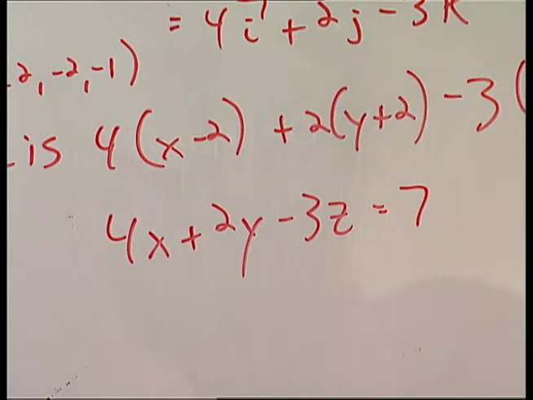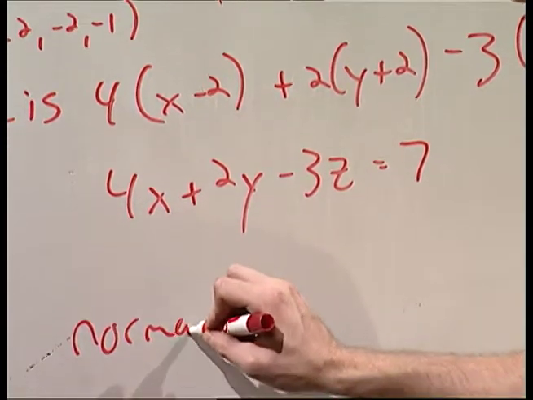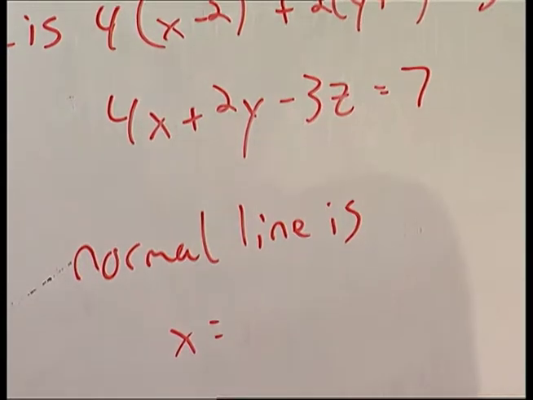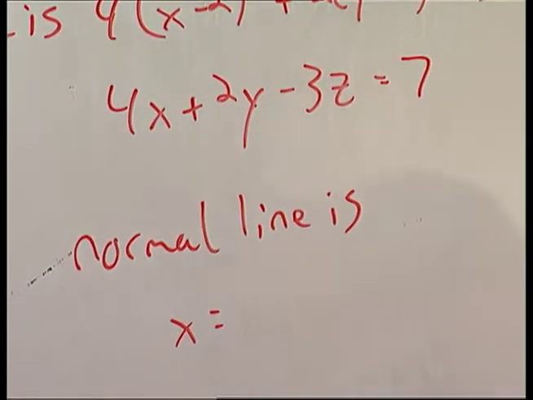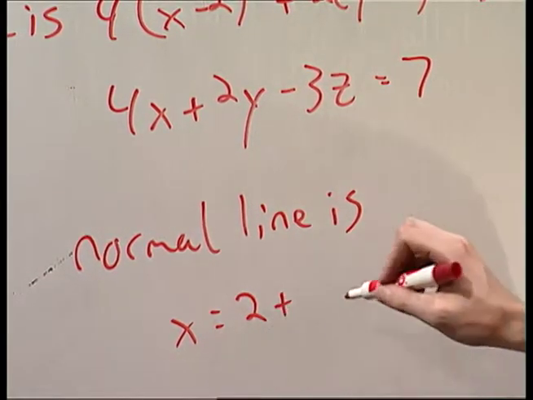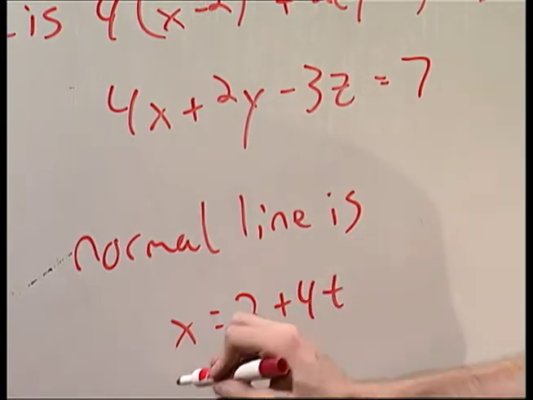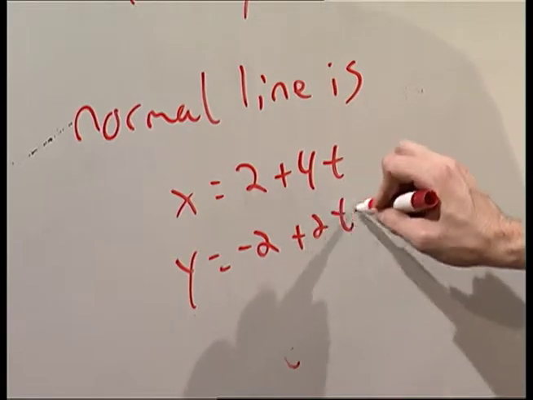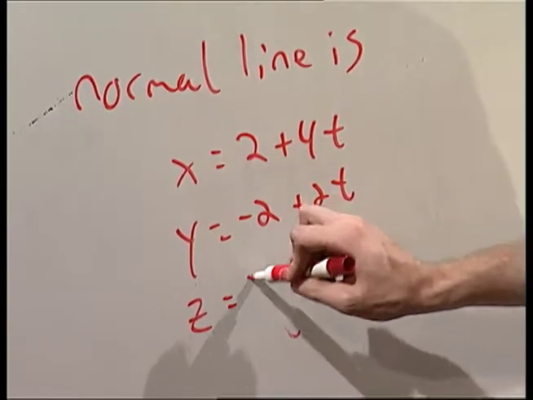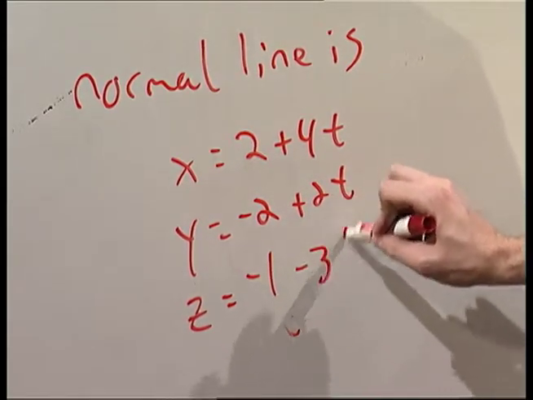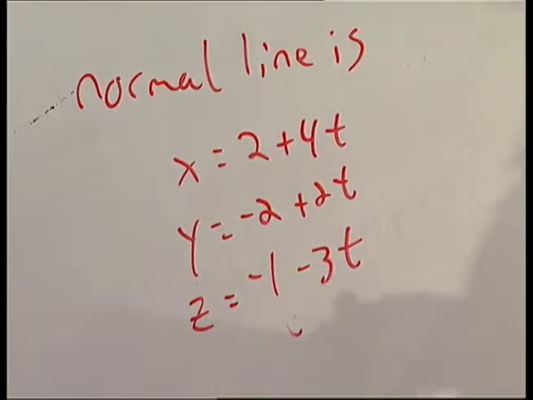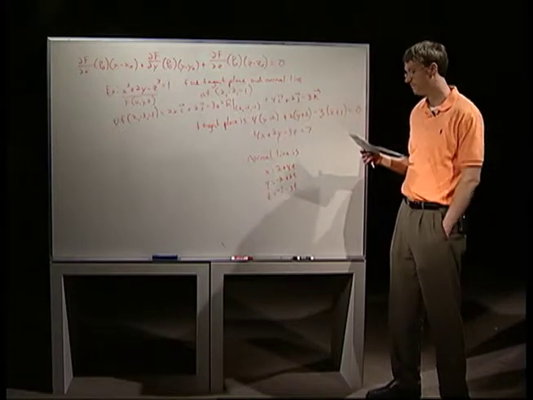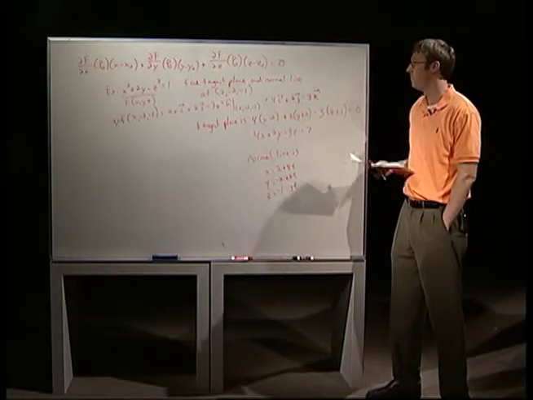And the normal line is also straightforward. Normal line is x equals, where's my point? So 2 plus 4t. y equals minus 2 plus 2t. z equals minus 1 minus 3t. Like that. Right? Okay. So that's the tangent plane.